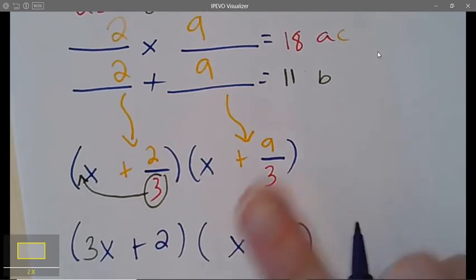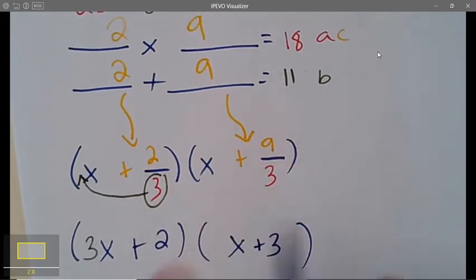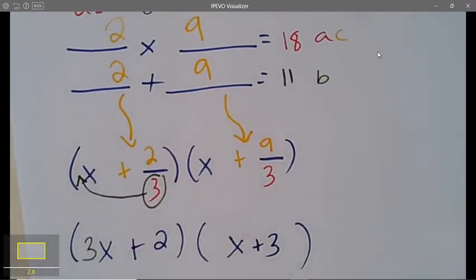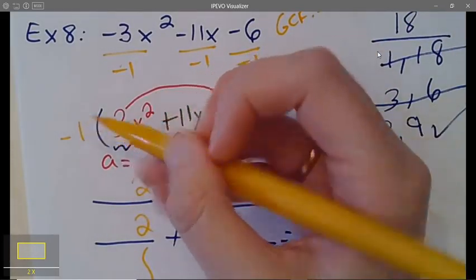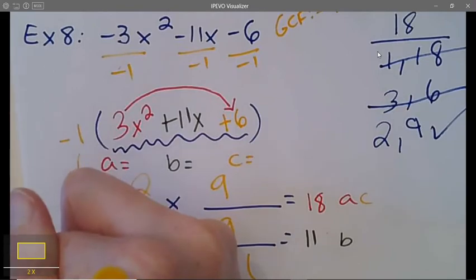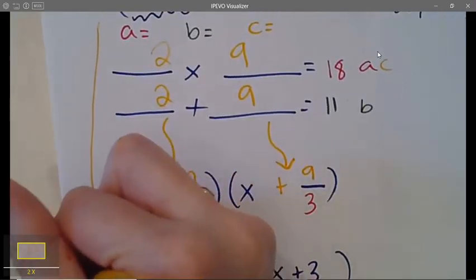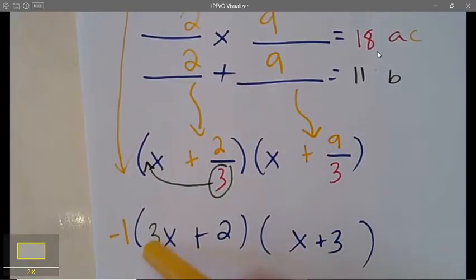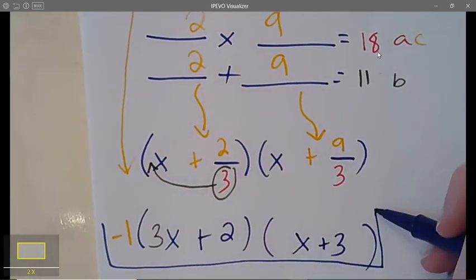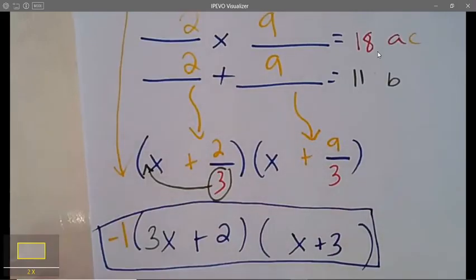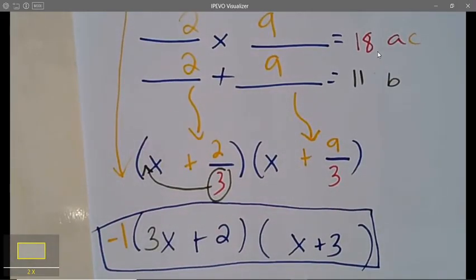And then, don't forget, before you circle your answer, what must you always write at the very front of your answer? Well, you must write your GCF at the front if you have one, which we have one. So I'm going to bring on down my GCF and write it at the very front. Don't forget about the GCF, you guys. It's your best friend, and you don't want to forget about your best friend. And guess what? That's all, folks.